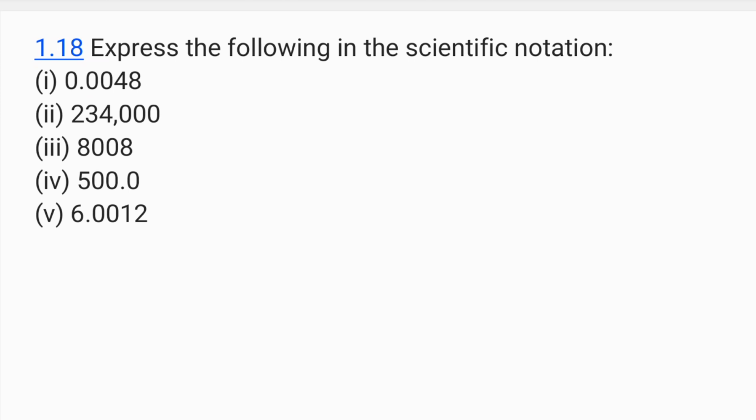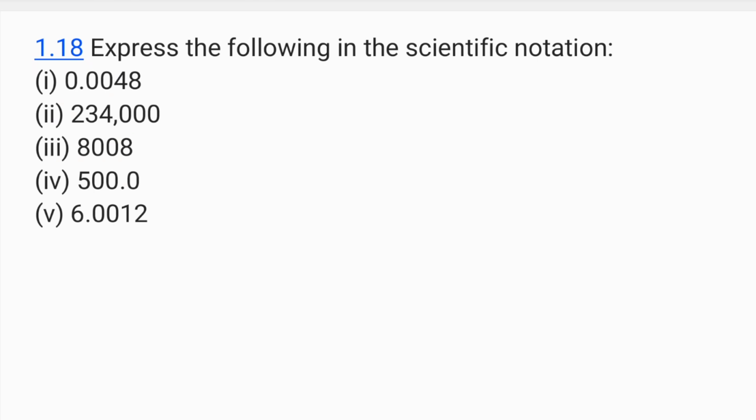Once again, we are starting with another question from class 11, chapter 1. So this is exercise question 18. The question states, express the following in scientific notations. So we remember, what is scientific notation? We have to convert it into the 10 to the power form.